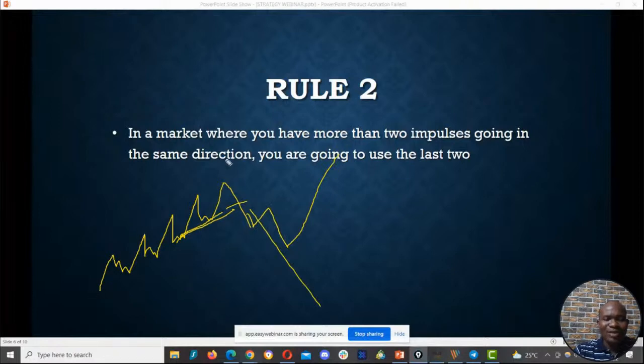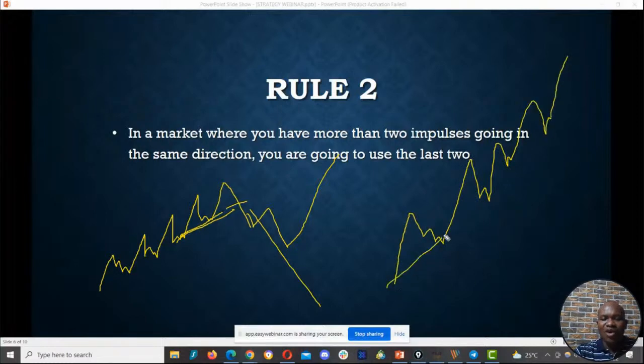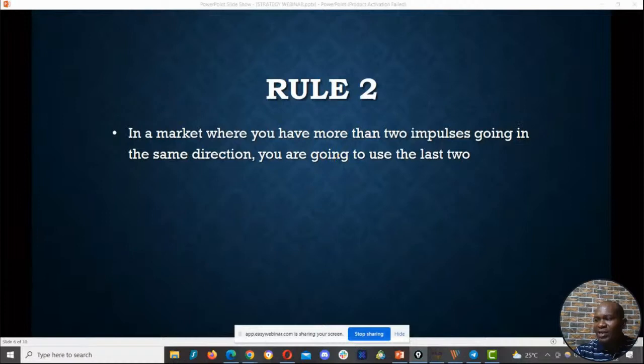All right, so that's what the second rule states, because most times markets can give us something like this. I found out that you cannot connect this one to this. Now let's go to the live market so we can see what actually is happening there. Okay, so we can see what we can take from here.